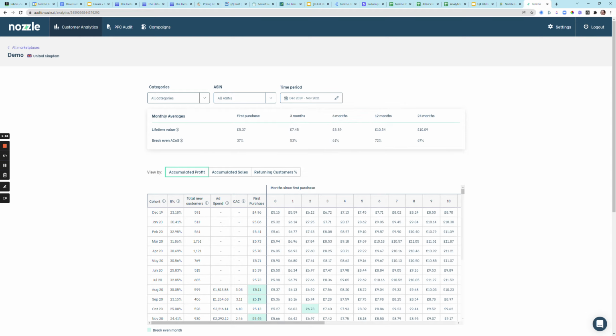The first table at the top here is the lifetime value for whatever you've selected. I'm keeping this at a brand level, so all categories or ASINs. We have the lifetime value row, and then we have a break-even ACOS row. The first one is the lifetime value row. What that is saying is, what is my profit per customer on the first purchase in this example? You can see over here, it's £5.37. And after 3 months, the profit per customer, or the lifetime value, increases to £7.45, all the way through to 24 months where it's then £10.09.